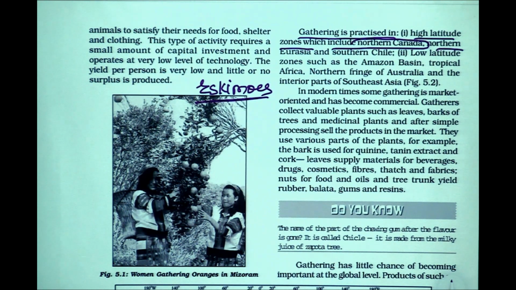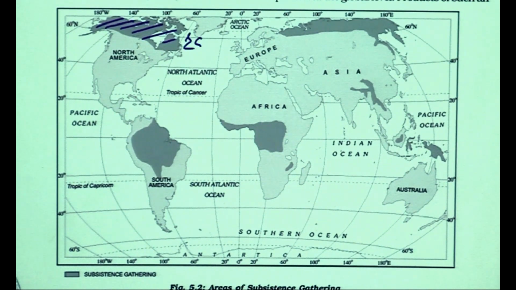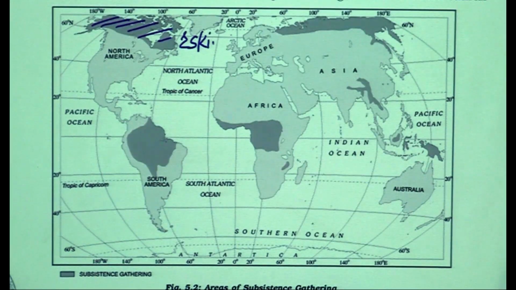It is also in northern Eurasia and southern Chile, low latitude zone as Amazon Basin, tropical Africa, as well as fringes of Australia. Now before we take anything beyond, we need to justify it on the map. So let us get on to the map. I see this map of subsistence gathering. I am noticing it in the Arctic belt of Canada. This is where hunting gathering is practiced by Eskimos.